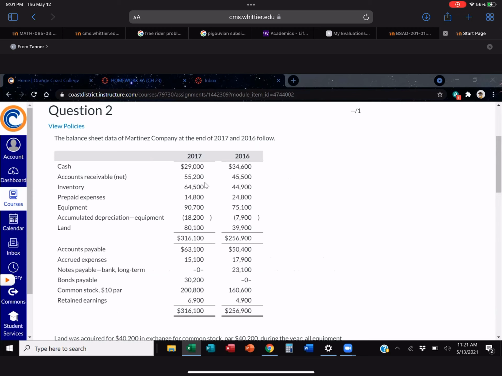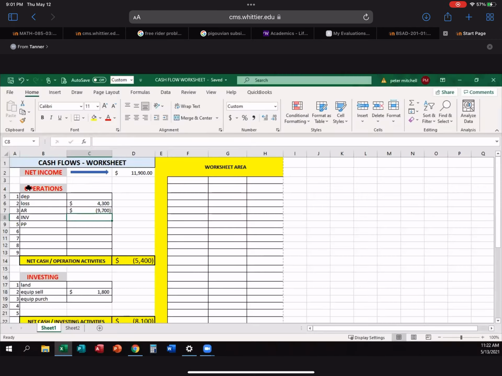Let's start here with our operation activities. Receivables, the difference between 16 and 17 is 9,700, okay? And receivables went up. Remember, when assets go up, minus, do opposite, because that means if your receivables are going up, you're not getting the money. You're not getting the cash. So that is going to be a minus 9,700 under the operations. So I'm going to go to AR here, and it's a minus 9,700. There we go. Right here, minus 9,700.